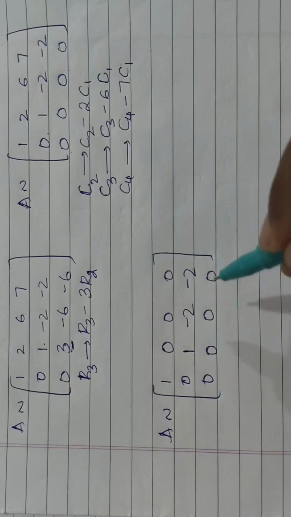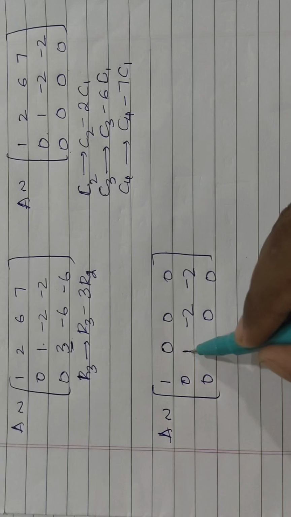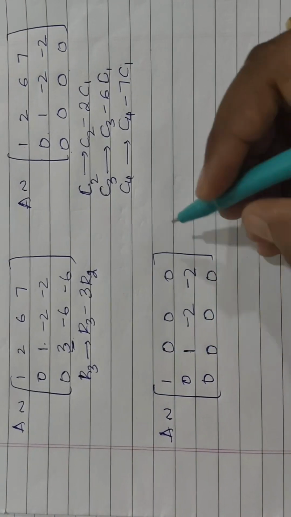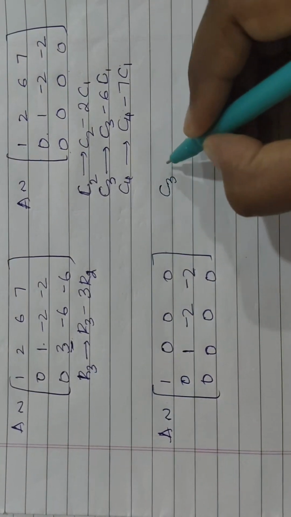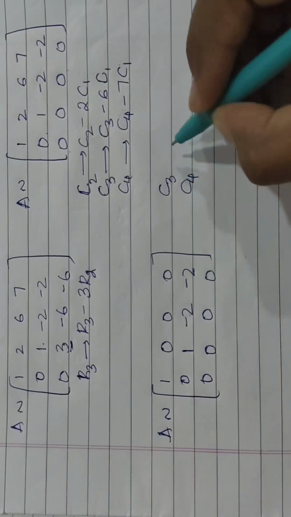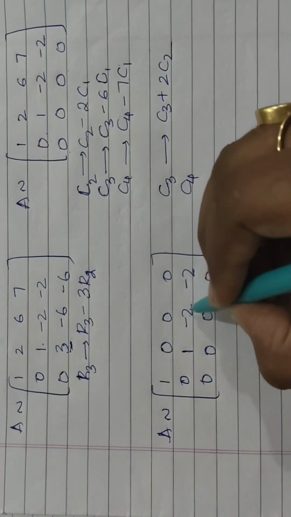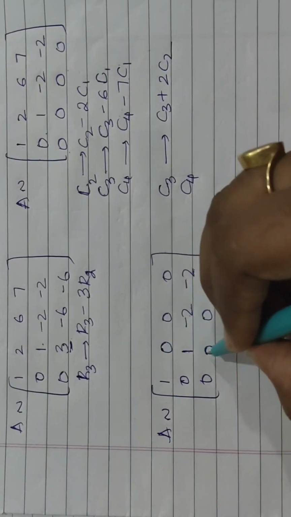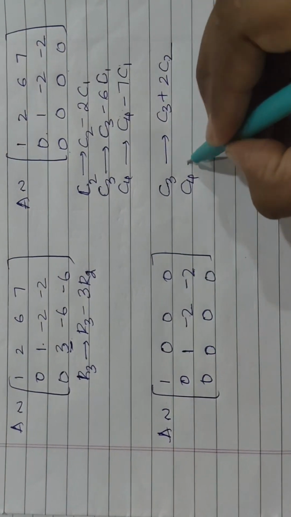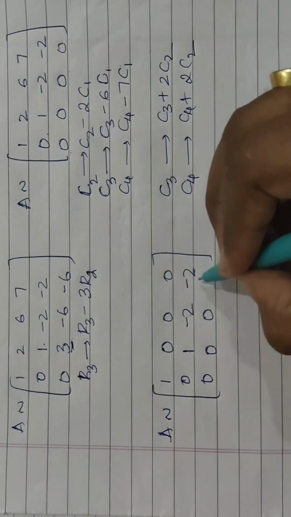Now moving on to the second step, we move to the second column, second element, and we make this and this 0 using the second column. The transformation will be for C3 and C4, because these are in C3 and C4. So C3 will change to C3 plus 2C2, because we have minus 2 here, and since we are in the second step I am using C2. Now C4 is C4 plus 2C2, again because we have minus 2 here.